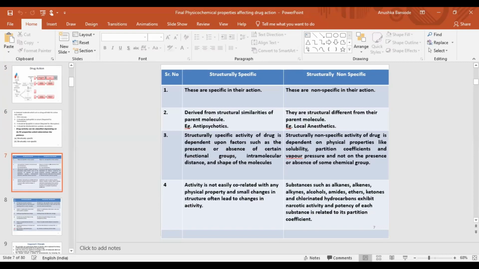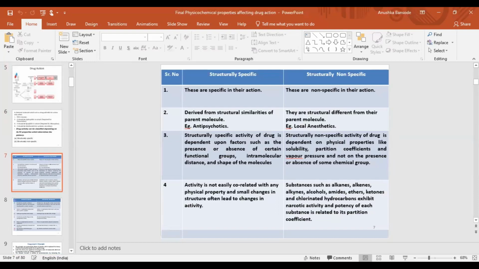The example which I have quoted is antipsychotic, whereas structurally non-specific drugs are structurally different from their parent molecule, and the examples are local anesthetics. Structurally specific activity of drug is dependent upon factors such as presence or absence of certain functional groups, intramolecular distance, and shape of the molecules, whereas structurally non-specific activity of drug is dependent on physical properties like solubility, partition coefficient, vapor pressure, and presence and absence of some chemical groups.